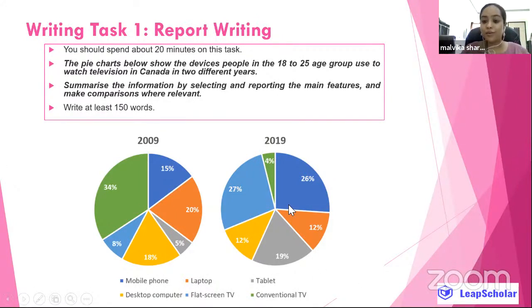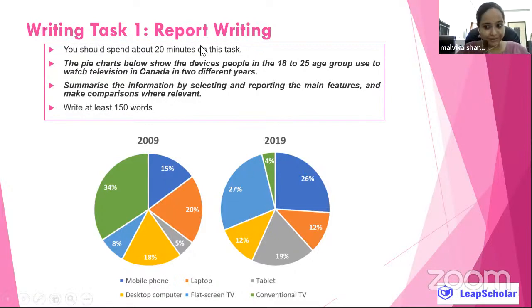Okay, so let's start with the question. Let's read. You should spend about 20 minutes on this task. Now, be precise with the time, guys. You have a total of 1 hour for the entire writing session. But what we recommend at LeapScholar also is that you should take at least 20 minutes to complete task 1, that is the report writing, and the remaining 40 minutes should be given to complete the essay writing, that is writing task 2. So that is the recommended time.